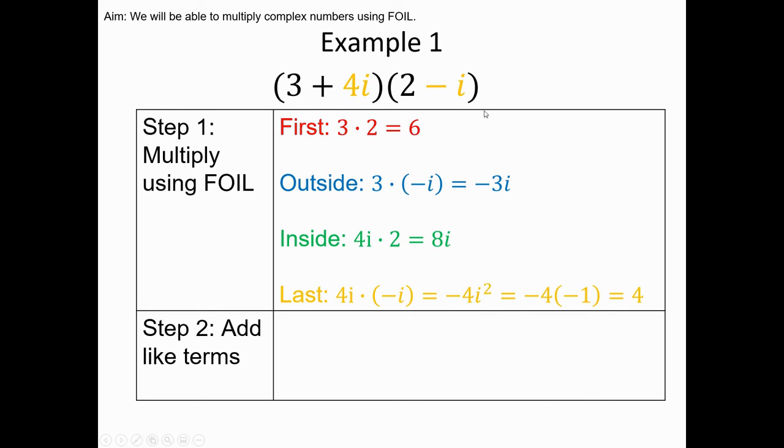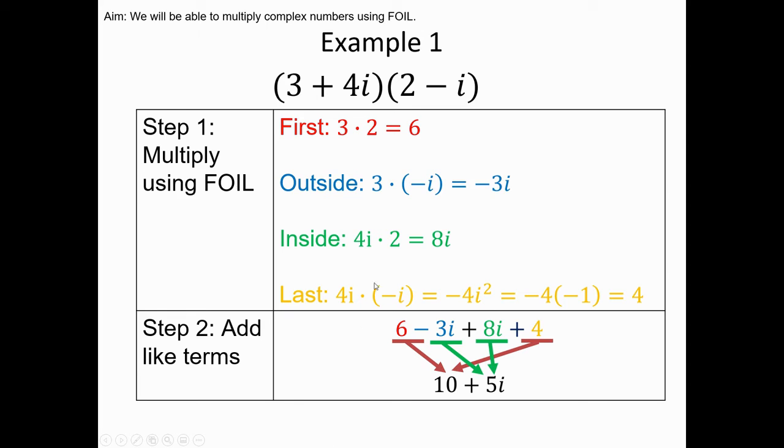Now we just have to list out everything we have: 6, -3i, plus 8i, plus 4. And we can combine our like terms. If you don't know where these like terms are coming from, take a look at this. It's 6 plus 4. It's not -4, because this negative is in front of the 3i. Then we have -3i plus 8i, which is 5i. So that's where everything's coming from, and that's our final answer.